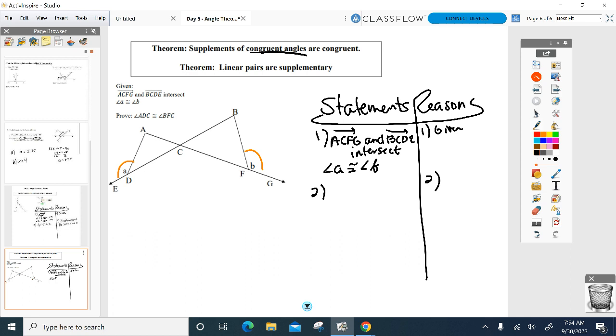What type of angles are A and ADC? Supplementary, yeah. What type of angles are B and BFC? You got to put that in your proof. Hey, before you use any of these, you better write in your proof. Don't tell me verbally. Write in your proof what angles are supplementary.